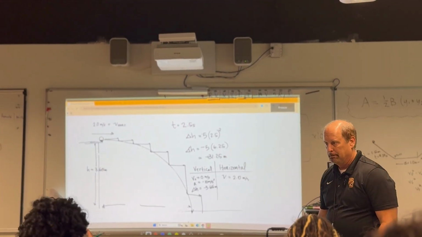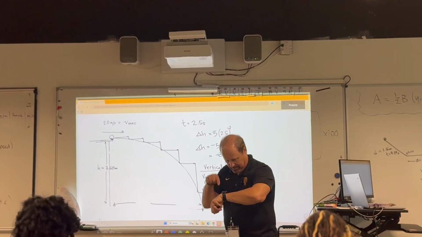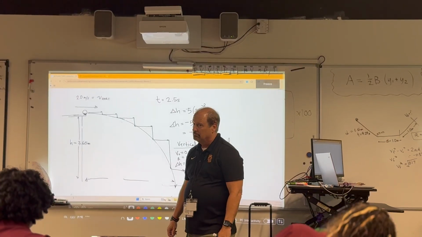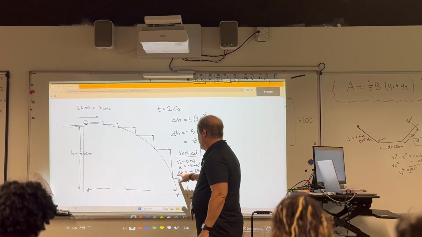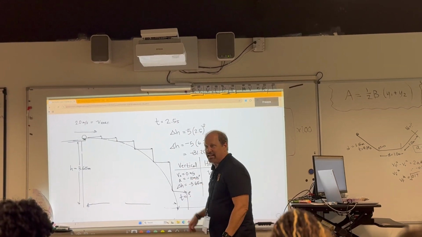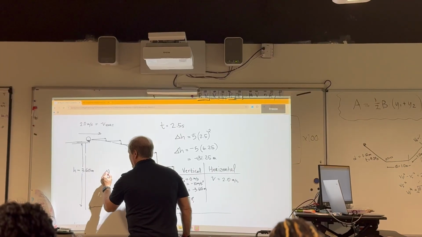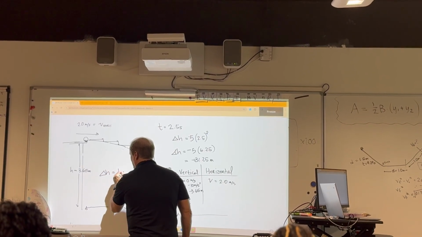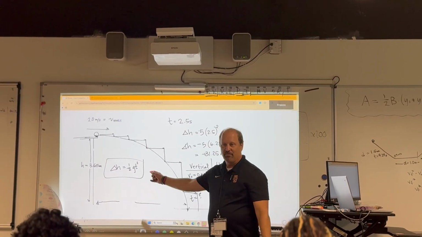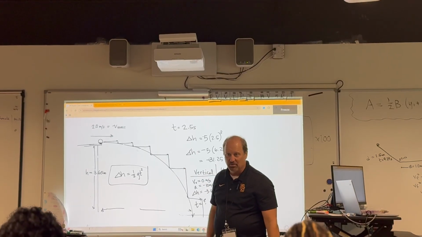Are you asking for the final velocity? No, I want to know how long does it take to hit the ground. So V and so on, and then T is our question mark. What formula has all this in it? Delta H equals 1/2 G T squared. We can solve for T because we don't know V final, so we can't use the acceleration one.